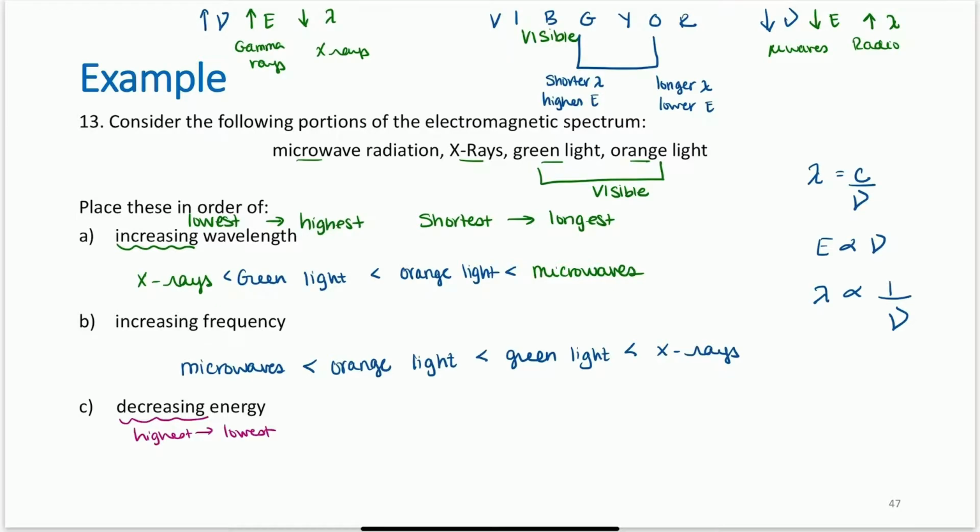So I want the highest energy first. The highest energy will be your X-rays. Next highest energy would be green light, followed by orange light, followed by microwaves.